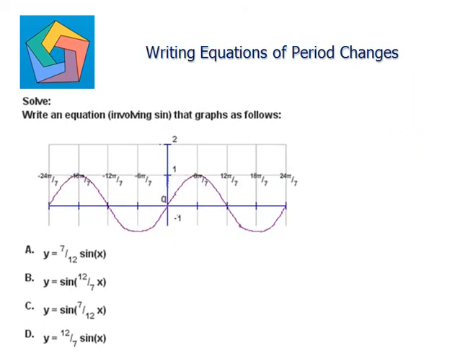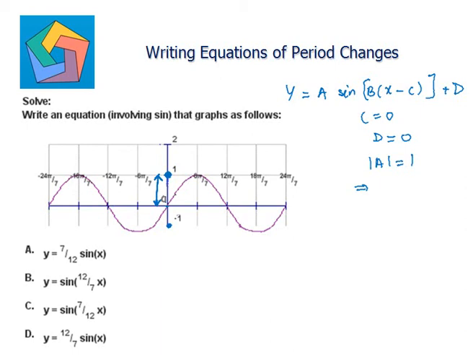Next problem. Solve. Write an equation involving sine that graphs as follows. Now we need to use the sine function here. The general equation is y is equal to a times sine b times x minus c plus d. So similar to the cosine function, a is the amplitude, period is given by 2 pi by b, and c and d are phase shifts. Since the graph is passing through 0, 0, c is 0, d is 0. Amplitude is half the distance between minimum and maximum points. Maximum is 1, minimum is negative 1, half the distance is 1. So amplitude is 1. This implies a is 1.